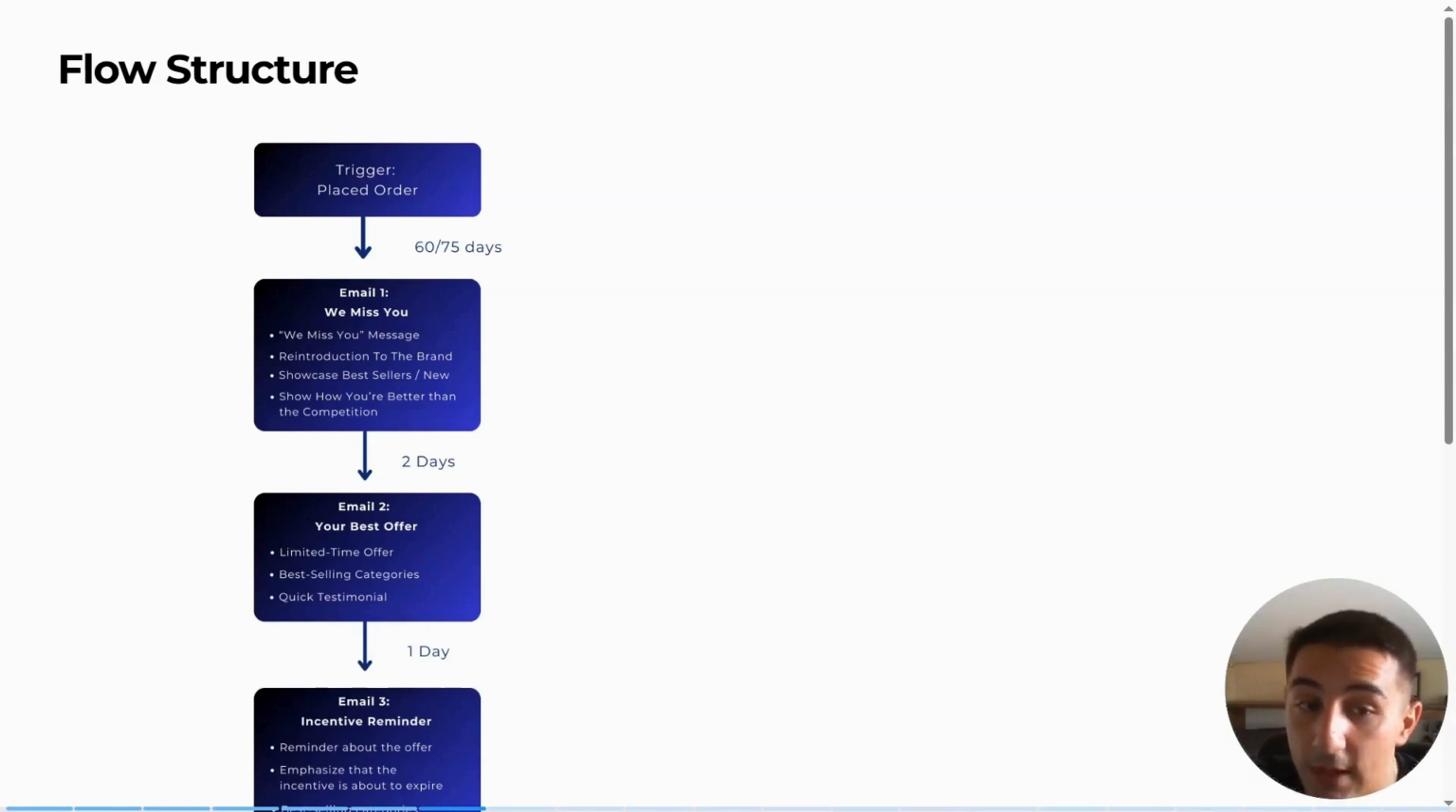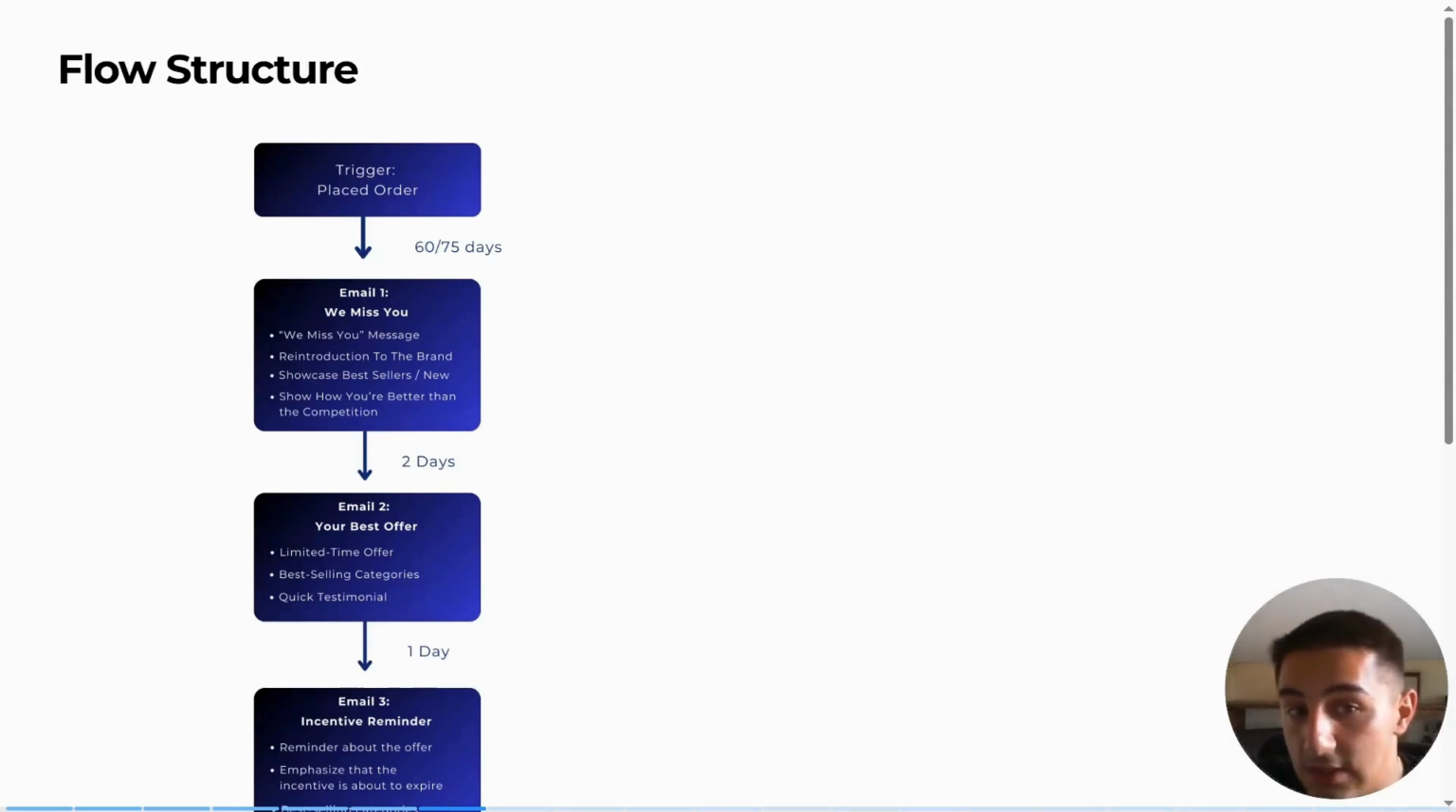Now, as a rule of thumb, you want to send the first win-back email around 60 to 75 days after the last purchase, but this really depends on your product. For example, if you sell consumables with a 30-day lifespan, I usually recommend giving an extra 30 days before triggering the flow. One mistake a lot of brands make is sending win-back emails way too soon. The 60 to 75 day window is a strong starting point, but the best approach is to A/B test the timing and find the golden period that works for your customers.